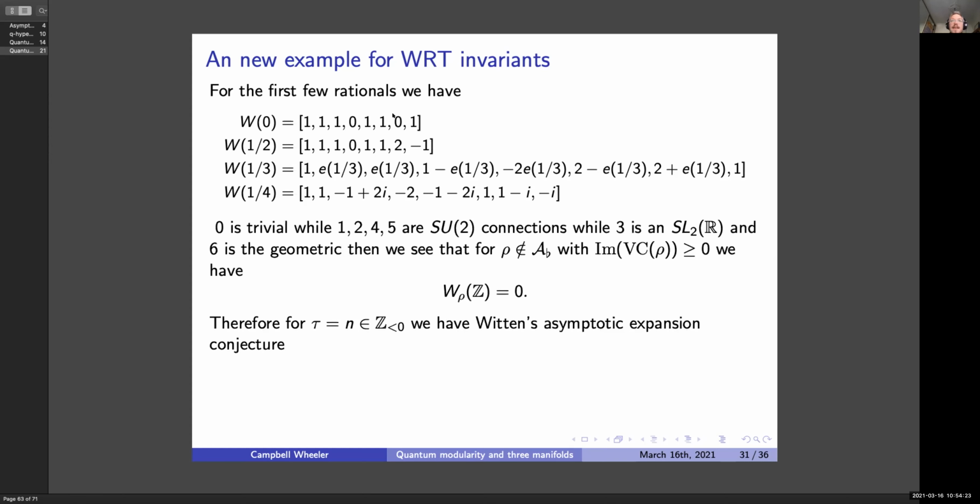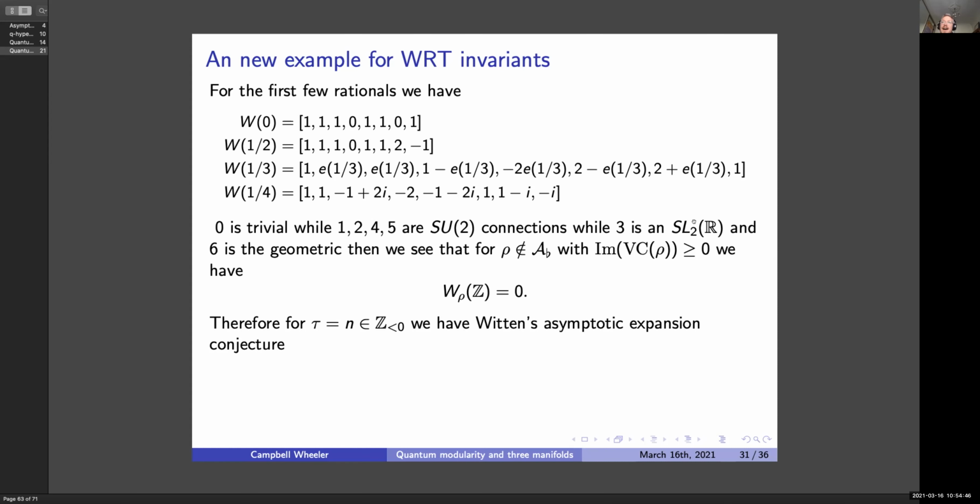And so if you look at this manifold, the indexing I've done is just because that's what Parry spits out when you do it. But yeah, so 0 is the trivial connection. 1, 2, 4, and 5 are SU2 connections. So here we see the SU2 connections are all contributing for the Witten asymptotic expansion conjecture.